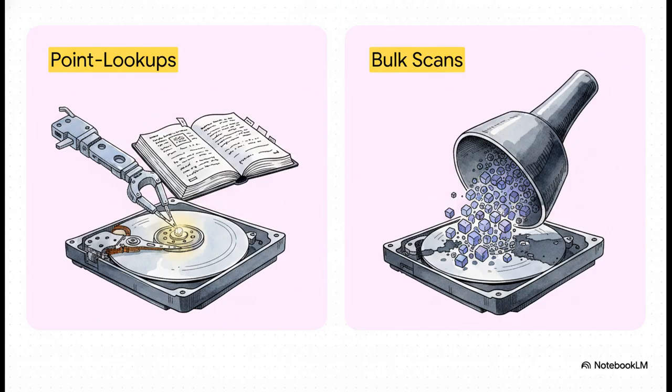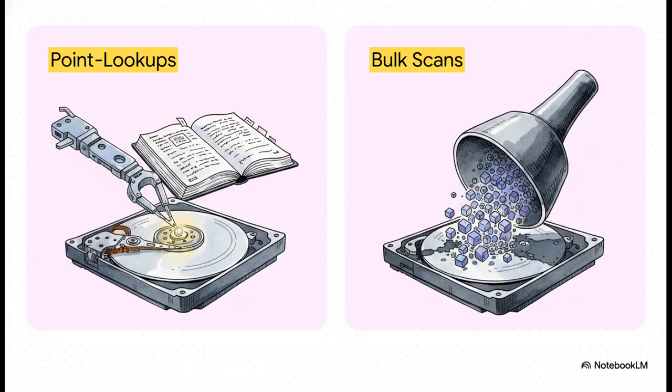For an OLTP point lookup, you want to find one specific user's data instantly, right? So engineers use indexes, very much like the index at the back of a textbook. It points the database directly to the exact spot on the hard drive. Boom, done.